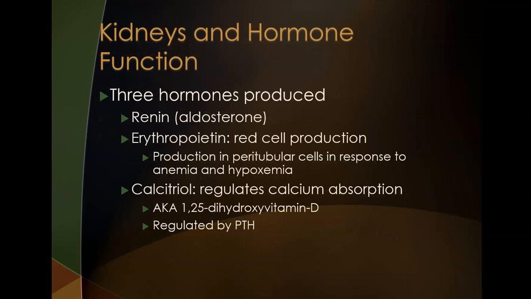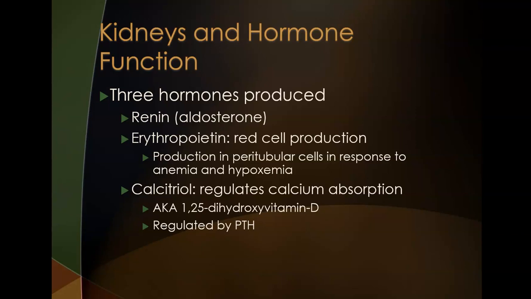So again, the three main hormones produced by the kidneys themselves. If you will, you can think of the kidneys as part of the endocrine system, even though we didn't talk about them in the endocrine system. The three hormones produced by the kidneys are renin, part of the renin-angiotensin-aldosterone system, which reabsorbs water and sodium and increases blood pressure when the blood pressure is low. The other one is erythropoietin, and it triggers red cell production.